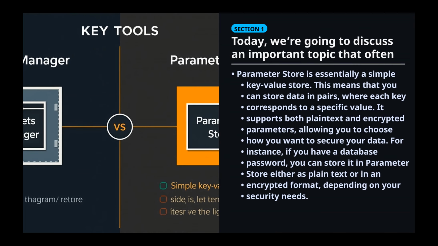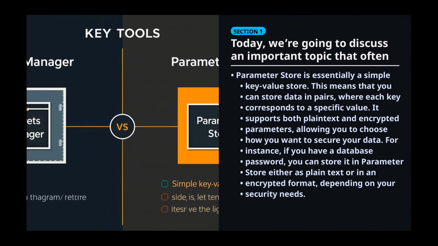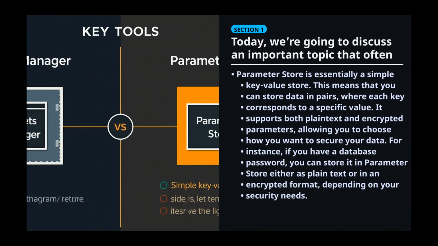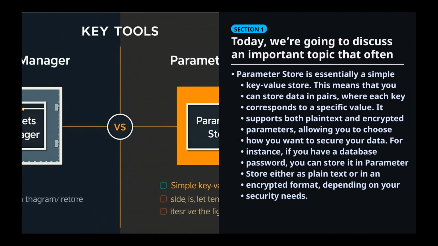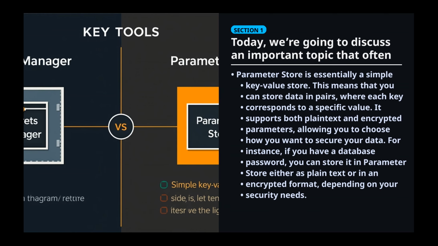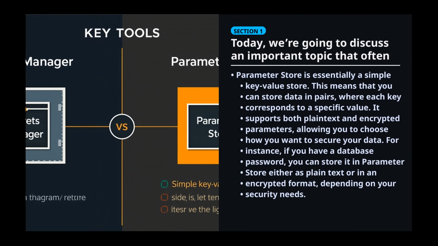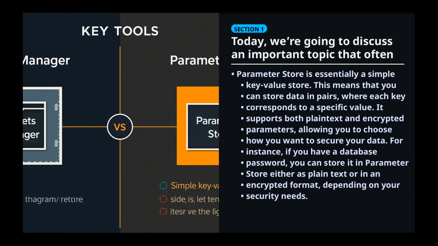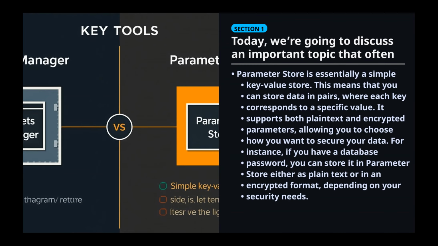To recap, while both Secrets Manager and Parameter Store serve similar purposes, Parameter Store is a straightforward key value store that supports plain text and encrypted data. Understanding these differences is crucial for effective configuration management in your projects.